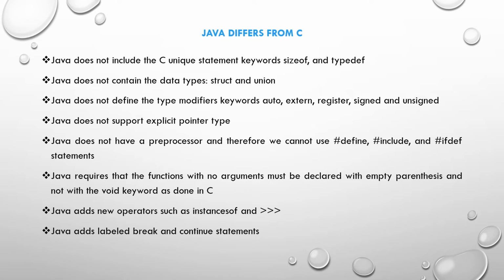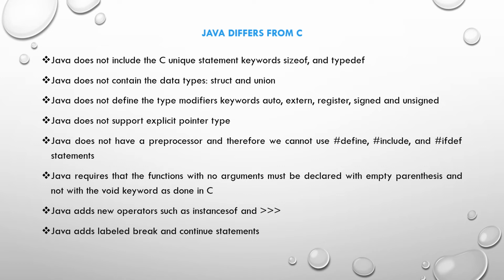Java requires that functions with no argument must be declared with an empty parenthesis and not with the void keyword, as done in C programming. But in C programming, the functions with no argument must be declared with the void keyword inside the parenthesis, and the void keyword is also used in C programming.